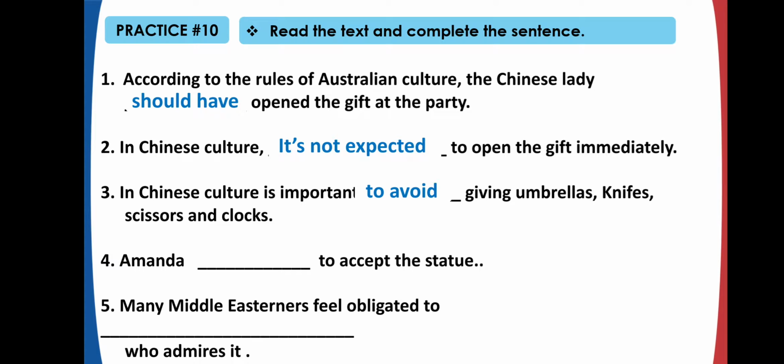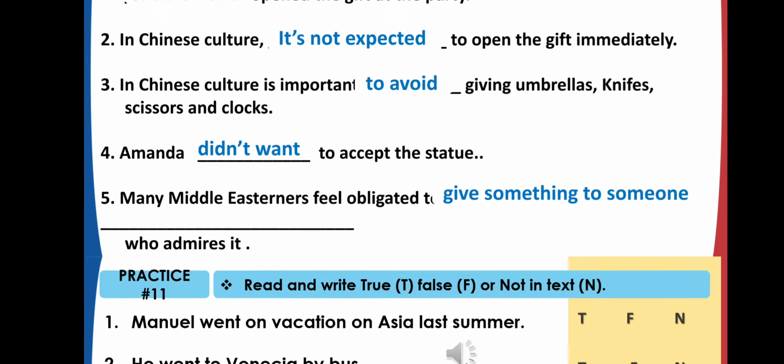In Chinese culture, it's important to avoid giving umbrellas, knives, scissors, and clocks. Number 4, Amanda didn't want to accept the statue. And number 5, many Middle Easterners feel obligated to give something to someone who admires it.